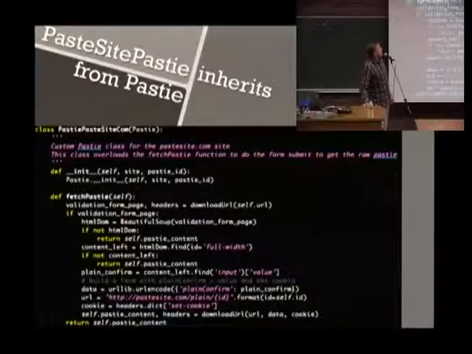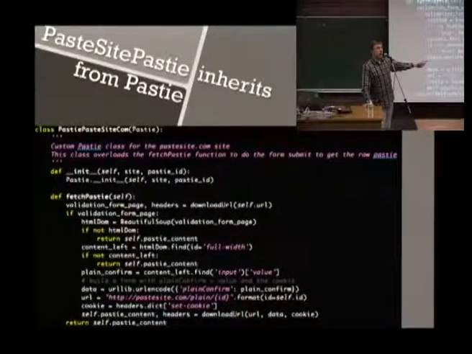And in the Python code, I simply create a class that inherits from my main pasty class. And over there, I override the fetch pasty function that downloads pasties. And I simply download the original pasty page, parse the right section, search for the confirmation string, submit the form, and get the real text-based pasty.